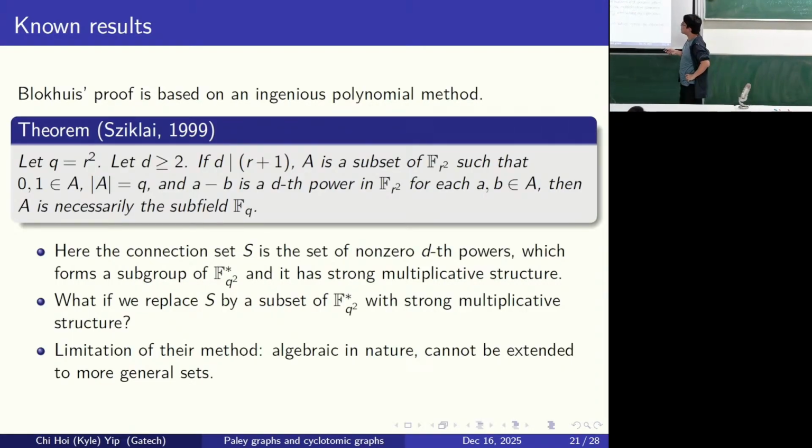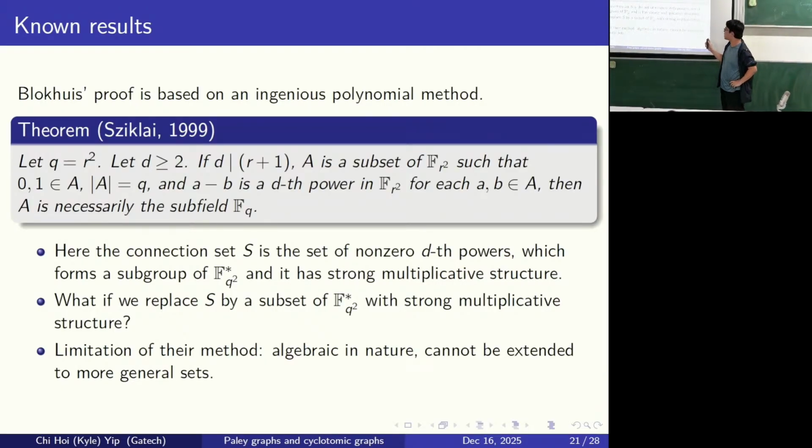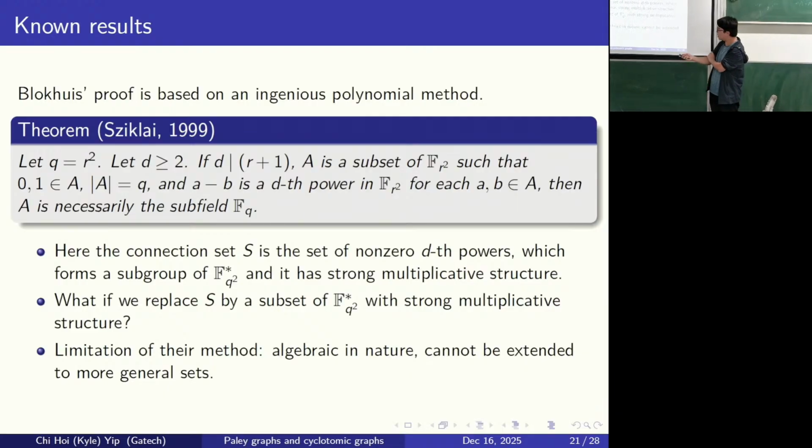So the first thing I tried is to read their proof, but I quickly realized that their proof cannot be extended to the general setting, because their proof is based on a polynomial method, and the polynomial they constructed is quite rigid in the sense that it highly relies on the fact that the connection set is a subgroup. So if the connection set is not a subgroup, their polynomial cannot be modified to work. So that means we need a different method to handle this.